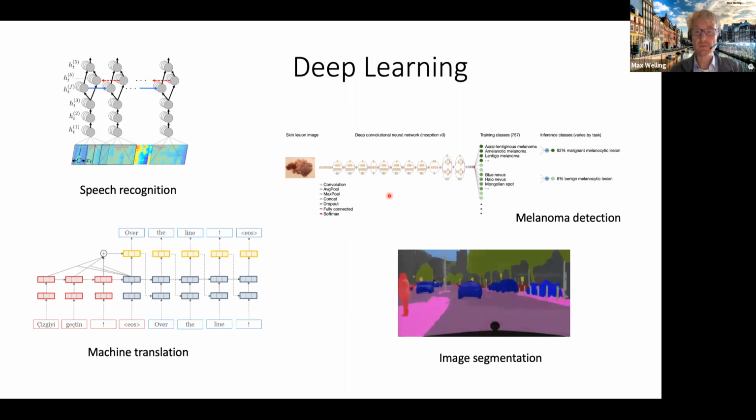Another one, which made it into Nature, I think, is melanoma detection, or more generally skin lesion detection, where people took a pre-trained neural network and fine-tuned it on skin lesions and got very good results predicting whether something was a melanoma, in fact better than the best physicians at that point.